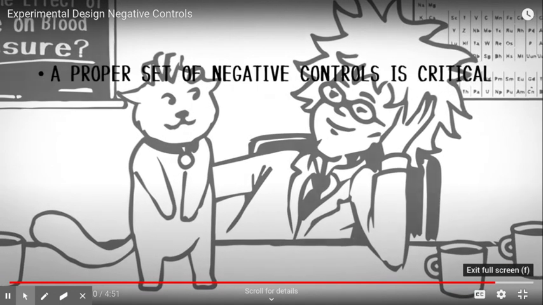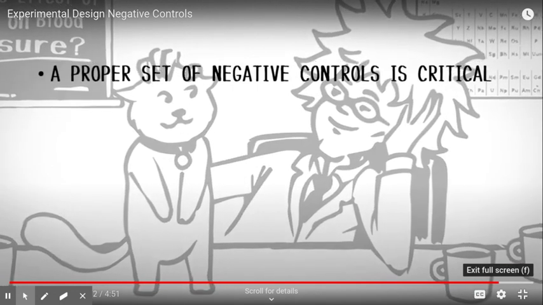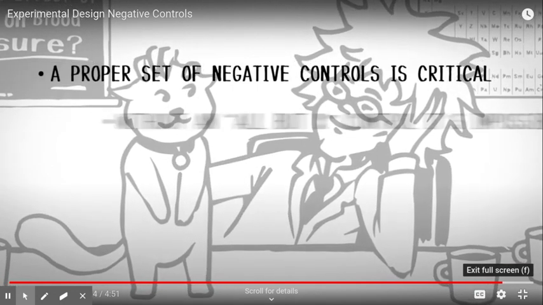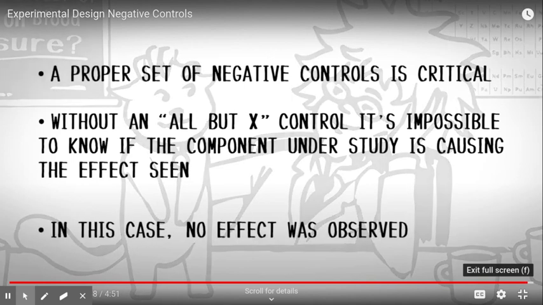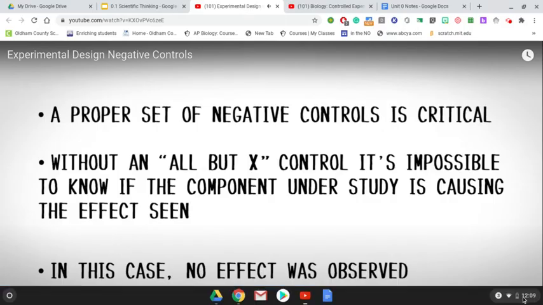A proper set of negative controls is critical to determine if there is an effect in an experiment. Without an all-but-X control, where X is what's being studied, it's impossible to know if the component under study is causing the effect seen. In this case, in response to the question, what is the effect of caffeine on blood pressure? No effect was observed.